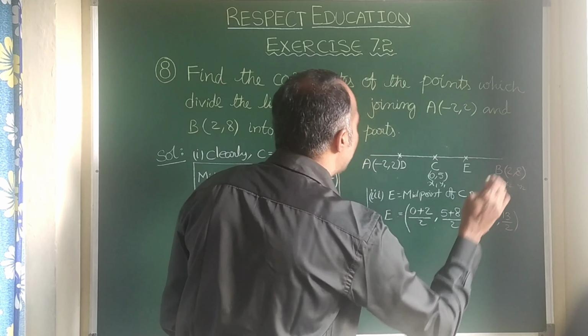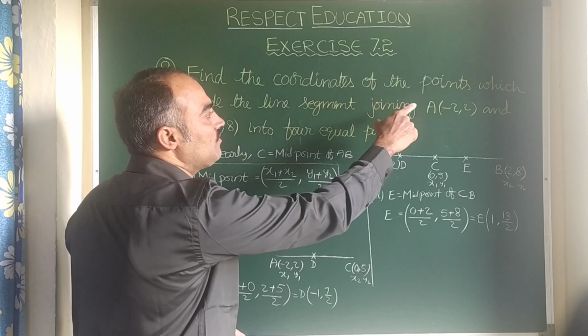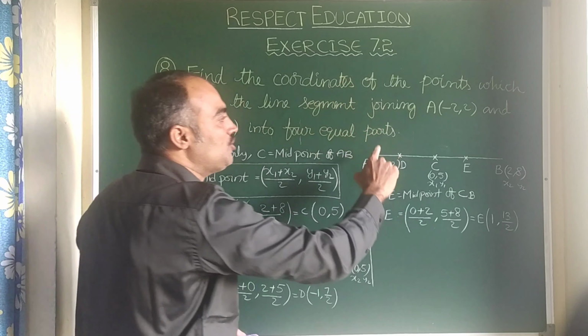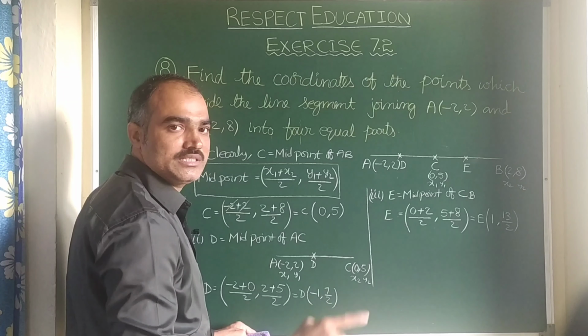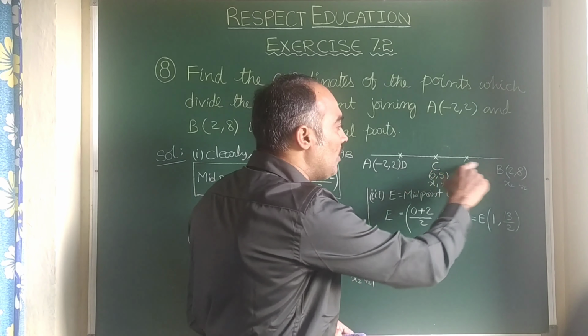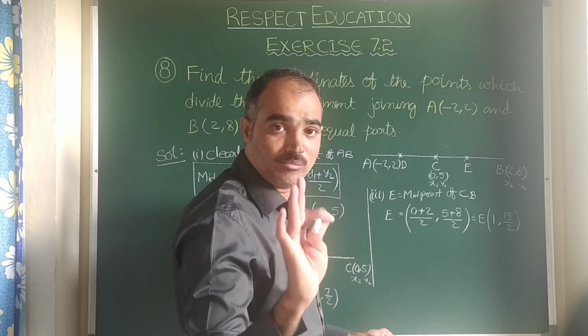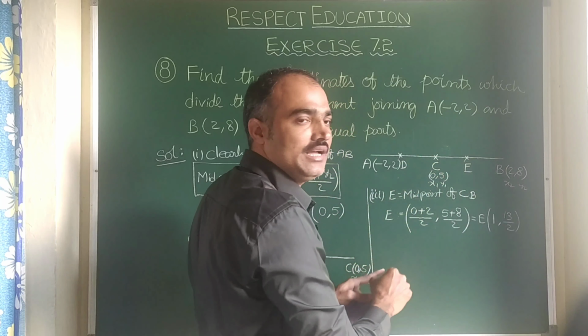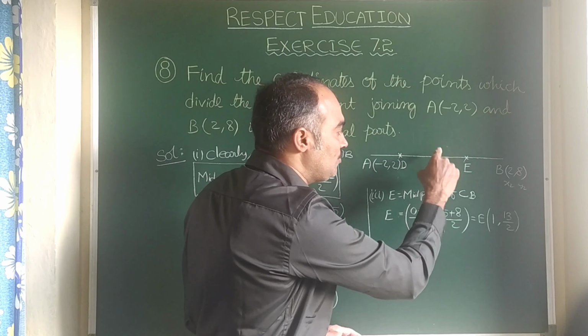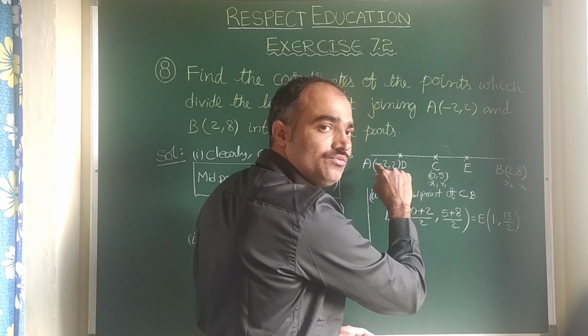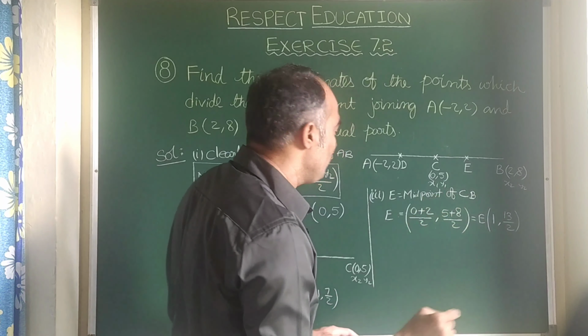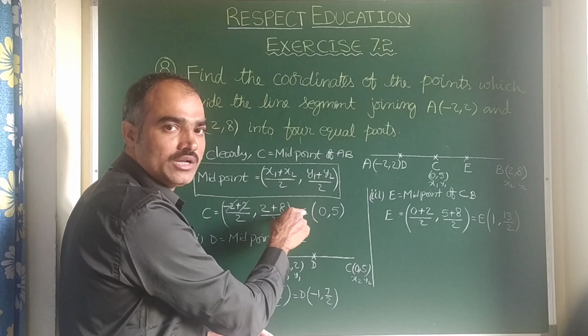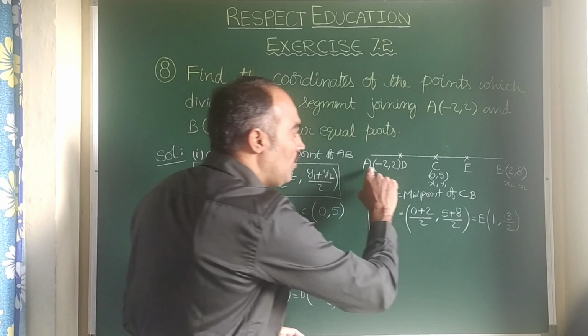Now let us go back to the question. Find the coordinates of the points which divide the line segment joining A and B in 4 equal parts. Here you understand which points divide AB into 4 equal parts. First one is D. According to the figure you see, first we should write D, next we should write C, next E. We should follow the order. But here as we have done C first, you don't write the first answer as C. You see, follow this order.